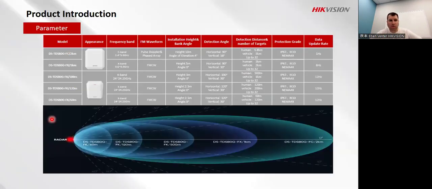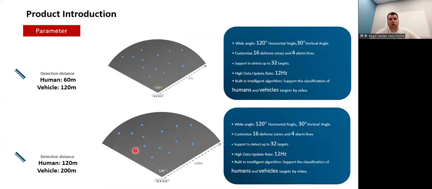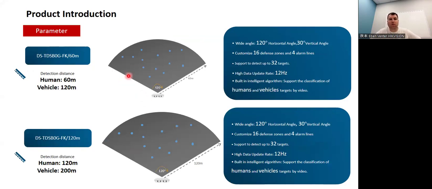We have different radar options. There are different models: 2 kilometers, 1 kilometer, 500 meters, 120 meters, and 60-meter radar. Radar will detect if there's an intruder, whether it's a human or vehicle, depending on how you set it up. A nice angle of up to 120 degrees over an area, and then horizontally 30 degrees in a certain area, and then 120 degrees wide, focusing on up to 32 targets at the same time, so you can follow. A very nice little feature.